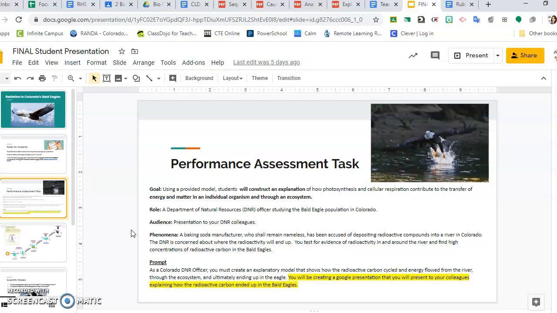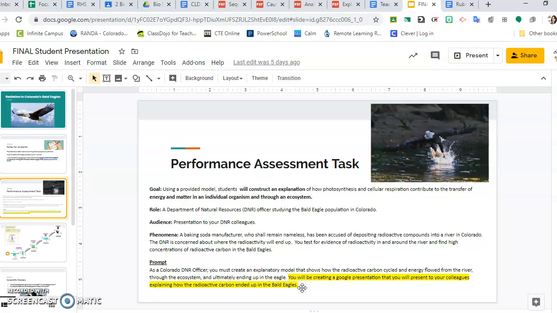So you are going to pretend that you're a Department of Natural Resources officer, and you're going to create a model that shows how the radioactive carbon cycled and energy flowed from the river through the ecosystem and ultimately ended up in the bald eagle. If you look at this bright yellow sentence right here, ultimately, your project that you're turning into me, you're creating a Google presentation that you will present to your colleagues explaining how the radioactive carbon ended up in the bald eagles. So you are not actually going to present this, you are just turning it into me.